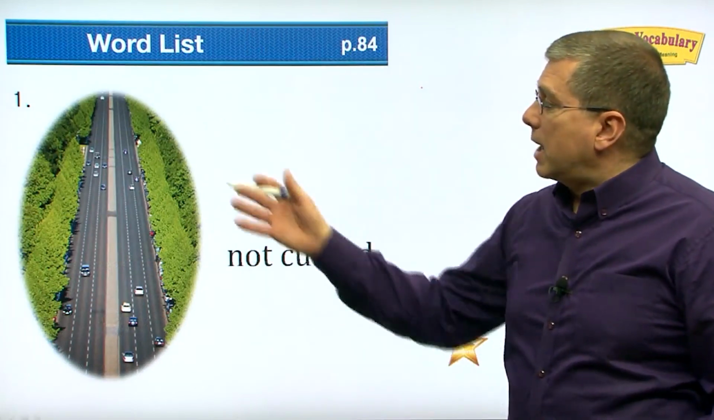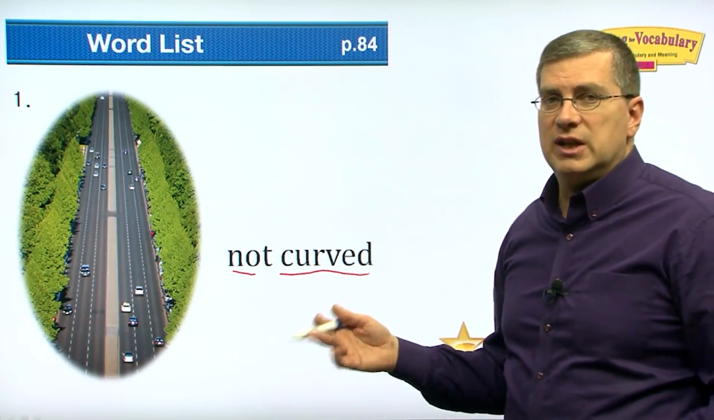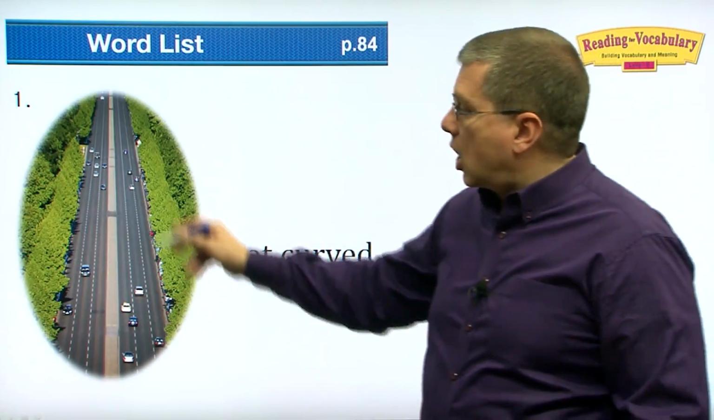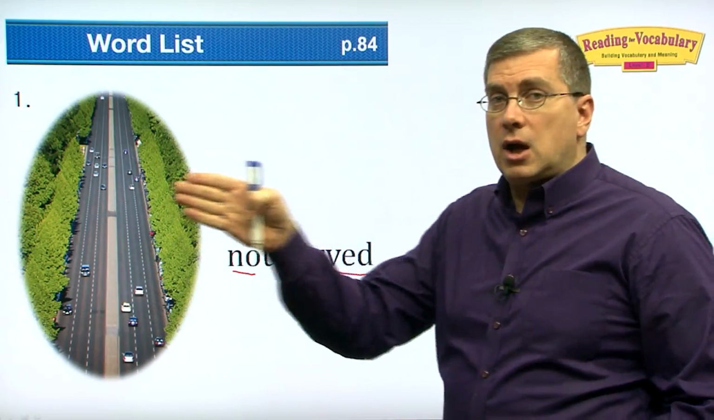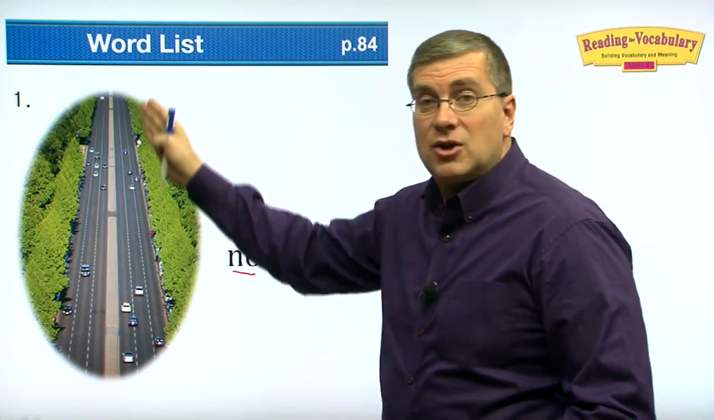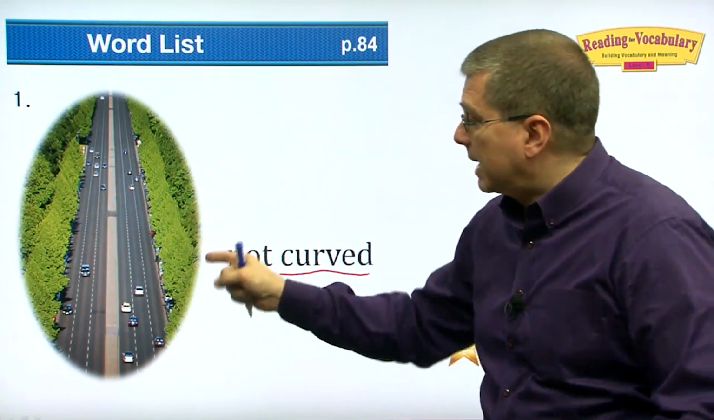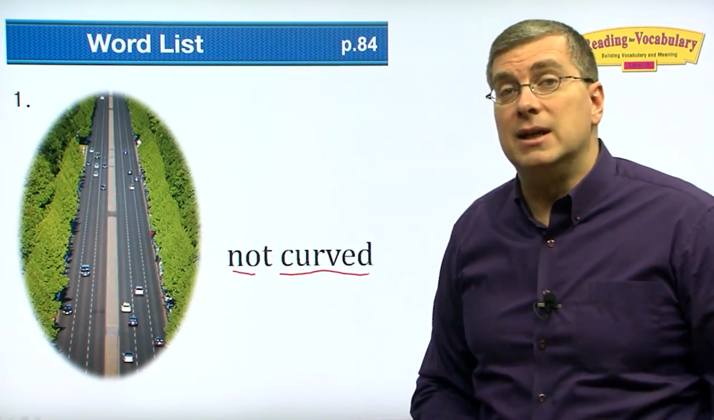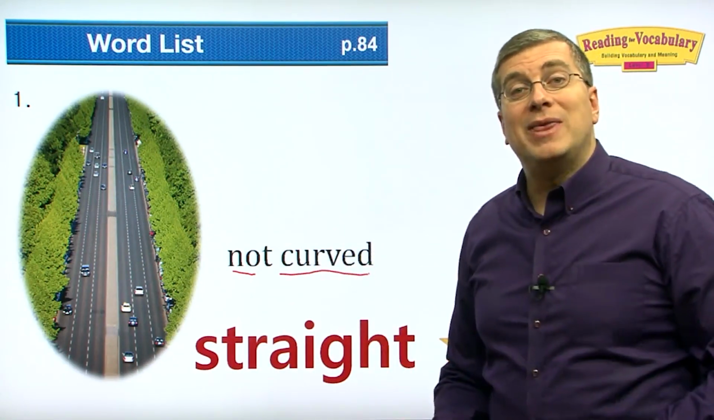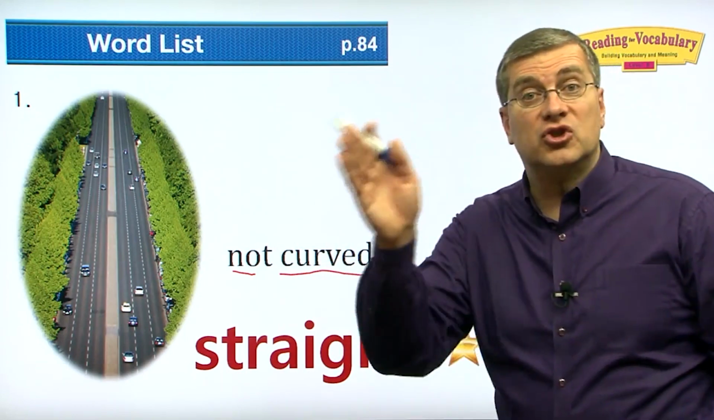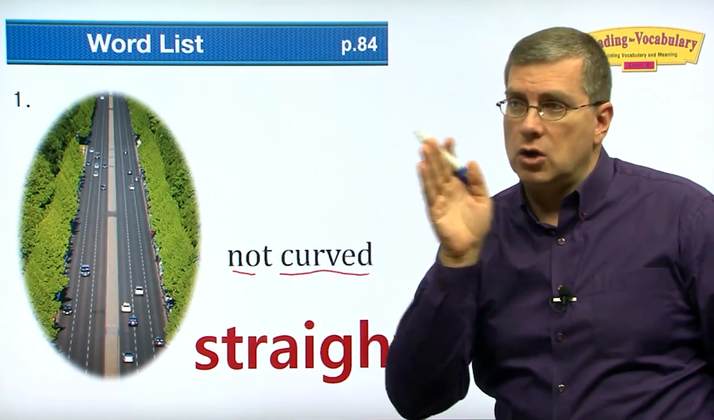Now, here we have our first word, and the definition is not curved. Think about if you're in a car or on a bus going along a road, and the road is not curved. You keep going in the same direction for a long way. In that case, we can say the road is straight. Many people, when they give directions, say go straight ahead. Don't turn, go straight.